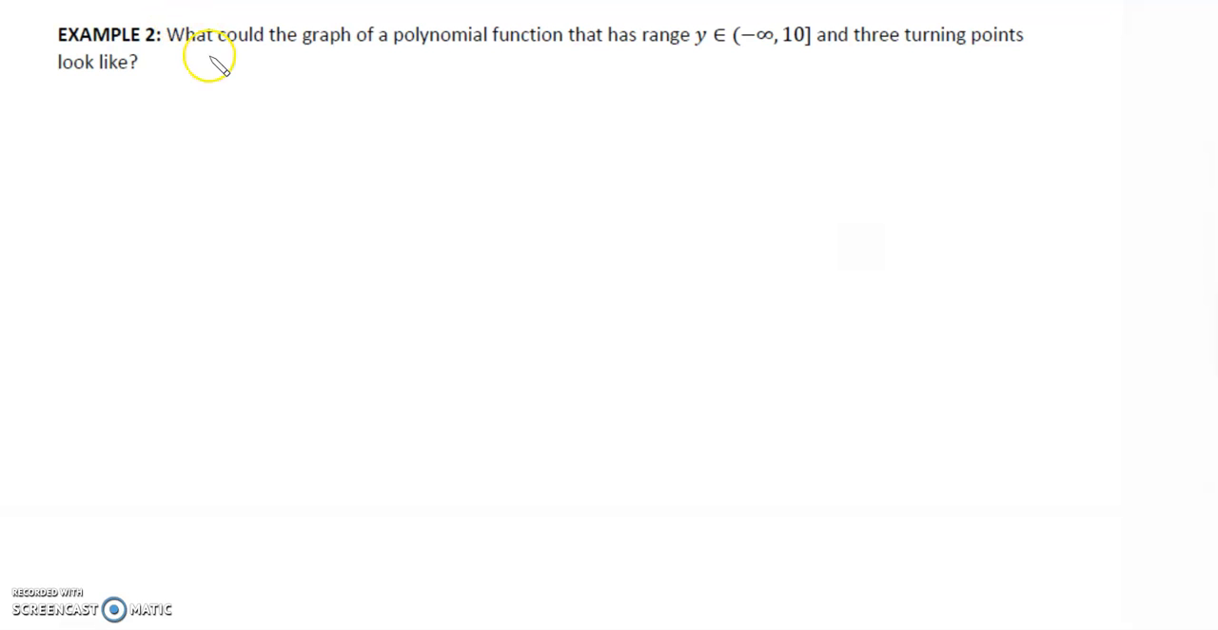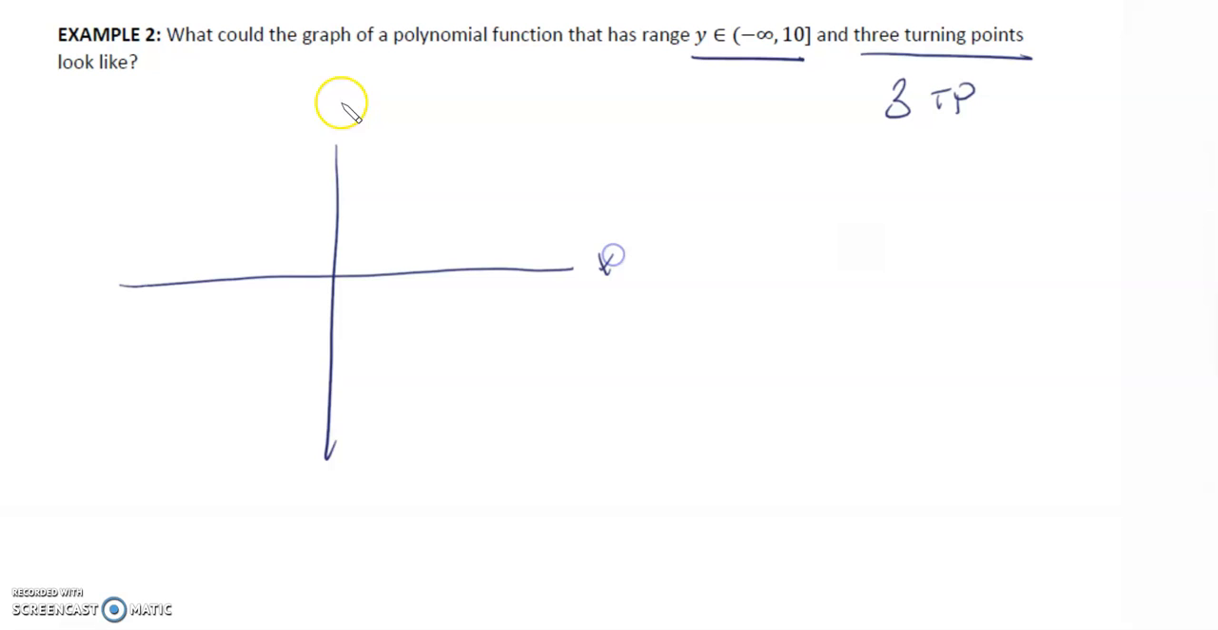Example 2, what could the graph of a polynomial function that has a range of this and 3 turning points look like? Okay, so if I were to draw an x and a y axis, I know that the range is from negative infinity till 10, okay? So this is not a vertical asymptote. This is just me saying, okay, this is like the maximum that it's gonna reach.